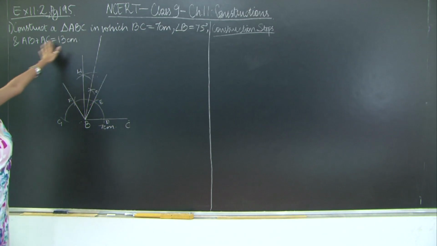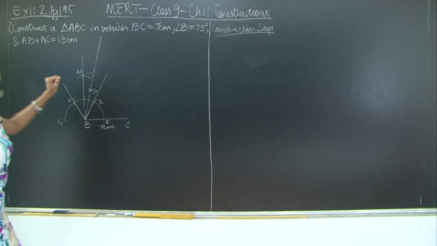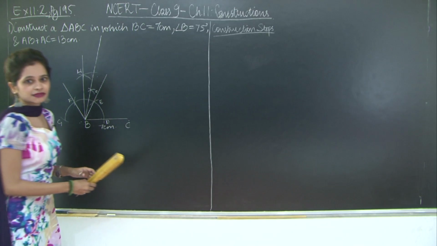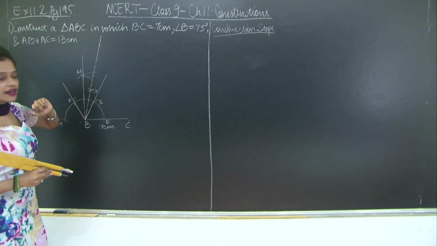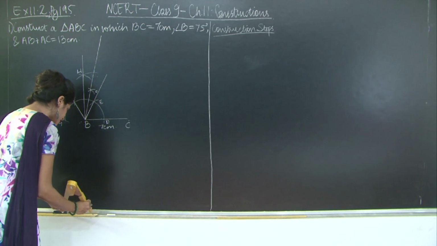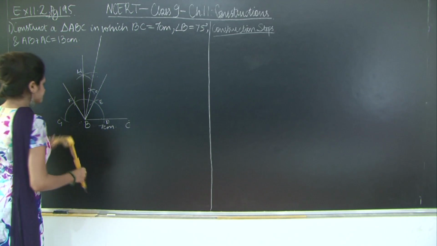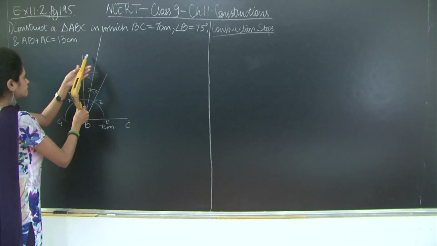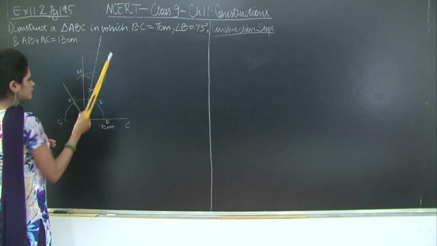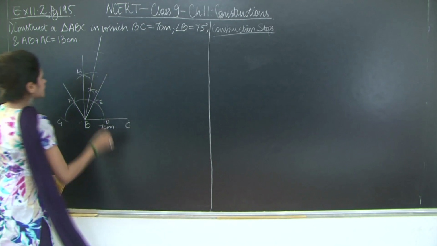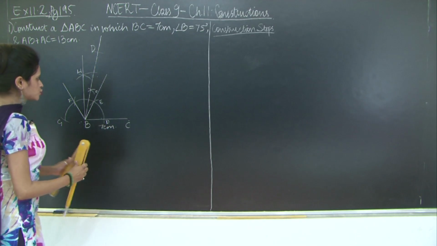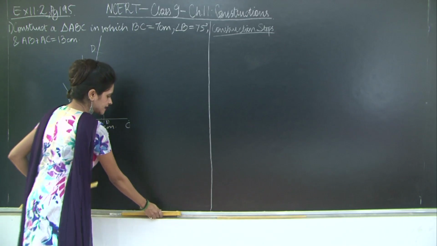The other thing that's been given to us is that the length of AB plus AC is 13 centimeters. So we are going to take this length of 13 centimeters and from B we are going to cut an arc on OB of length 13 centimeters. So let me take length 13 centimeters. I am going to cut an arc over here. I will call this point D. I am going to join D to C to get DC.